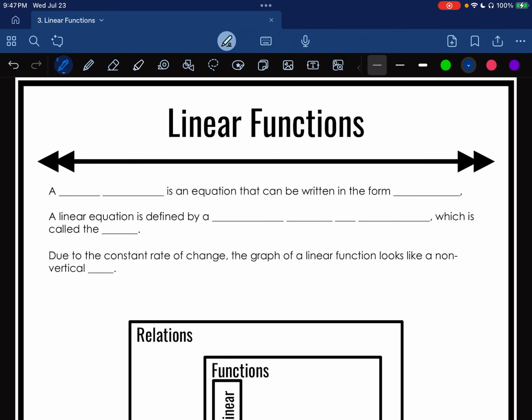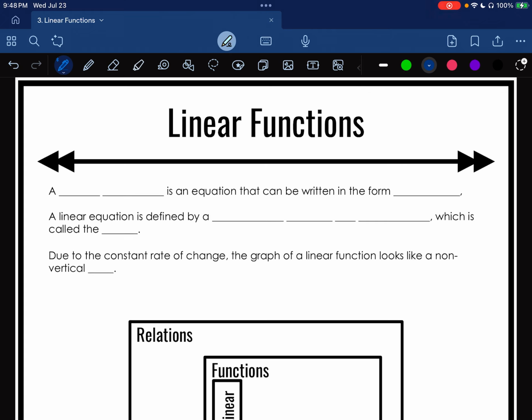Hello, everyone. Today we are going to talk about linear functions. Linear functions are one of the foundational concepts of Algebra 1, and I'm so excited to be able to start talking about them. We have some vocab and a little graphic organizer to get us started, and it's going to be a good time.